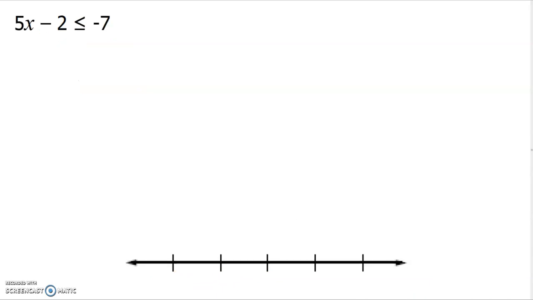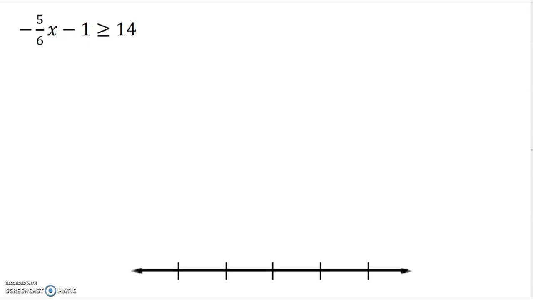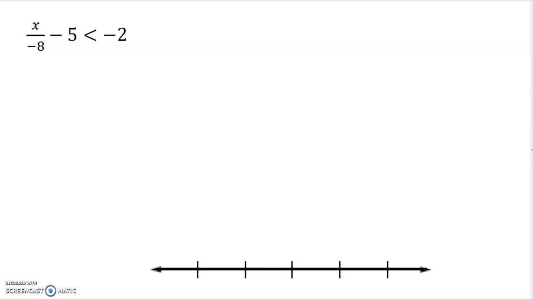This next example, 5x minus 2 is less than or equal to negative 7. You need to solve and graph. 6 minus x is less than or equal to 14. Solve and graph. Negative 5/6 x minus 1 is greater than or equal to 14. And last, we have x divided by negative 8 minus 5 is less than negative 2. So those on your own examples, please attempt those before class, and we will go over those in class tomorrow.